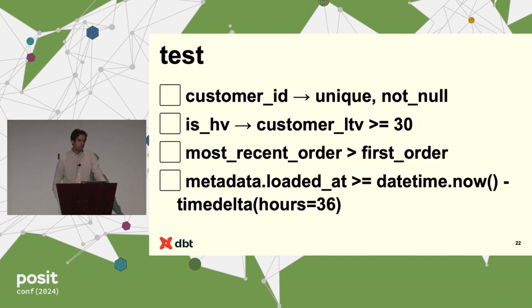Cool. So I think one of the beautiful parts of documenting things this way is that your tests just naturally flow out of your documentation. It's not like you have to think of brand new tests to write. So from those documentation, we've got customer ID must be unique, not null. High value is the lifetime value greater than or equal to 30, most recent order greater than or equal to first order. And then a new test, because we said that the data is refreshed daily, we've added in this new loaded at test that says that the data must be fresher than 36 hours in this case.